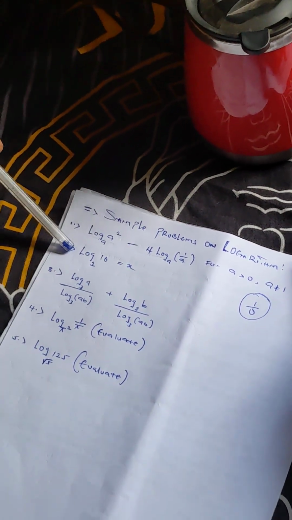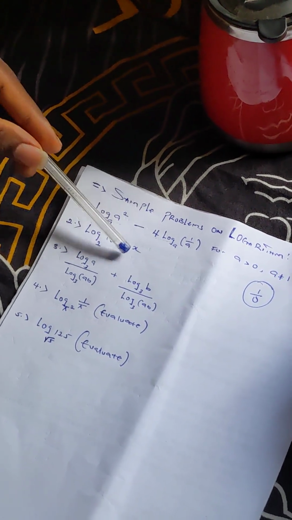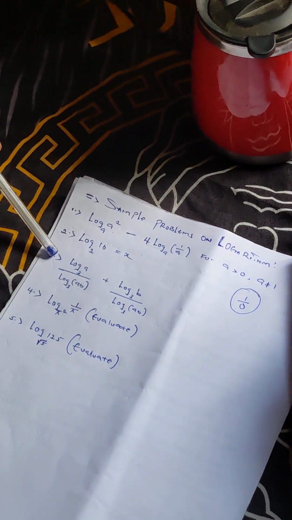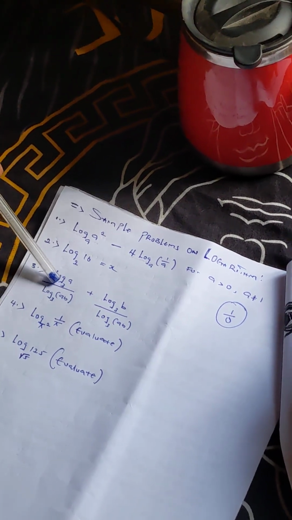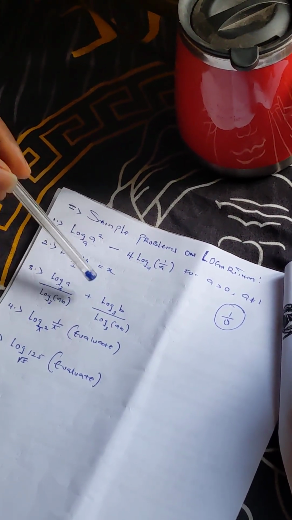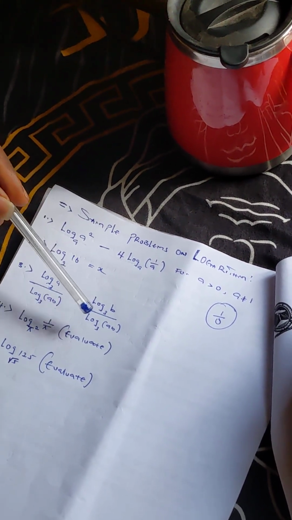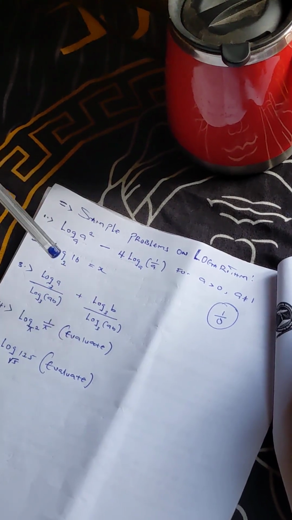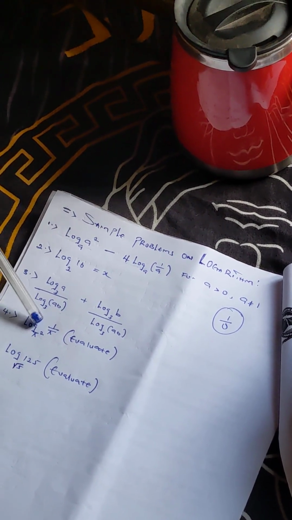So number 2, we have log 16 base 2 is equal to x. We were asked to solve this. Then number 3, we were asked to solve log a base 3 all over log ab base 3 plus log b base 3 all over log ab base 3. Now, number 4, we are asked to evaluate this log.